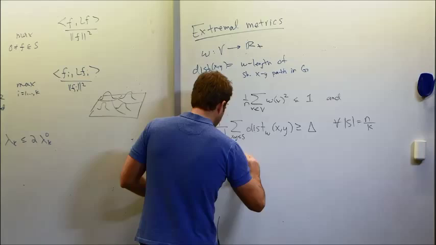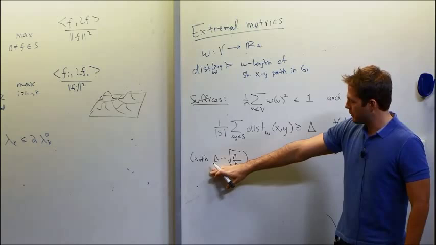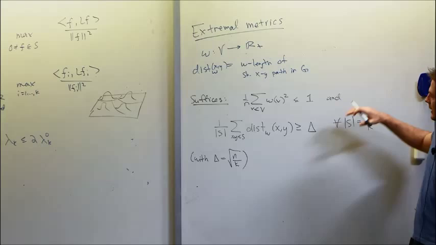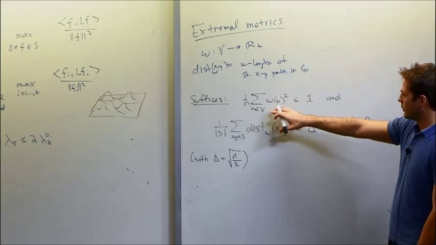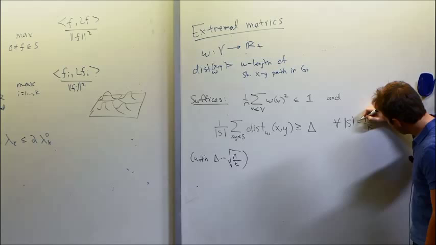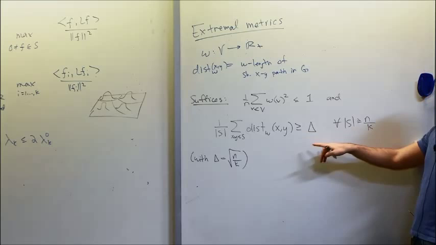Everything here is general except for the value of delta, which will depend on the graph. If you want to spread the space out, here's what I mean. You assign weights to the vertices, like a Riemannian metric on the graph, such that the total volume is bounded. And then you would like that every large enough subset, of size bigger than n over k, doesn't collapse in this metric.